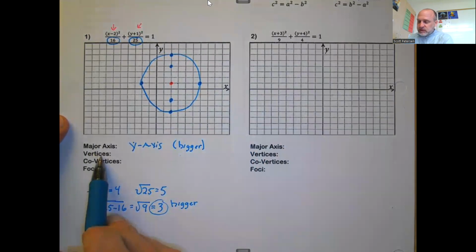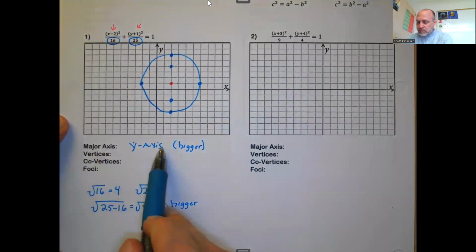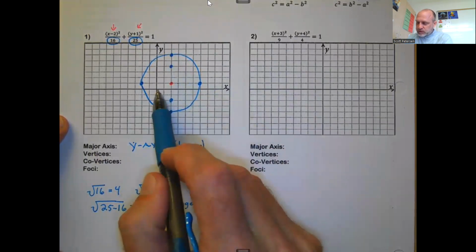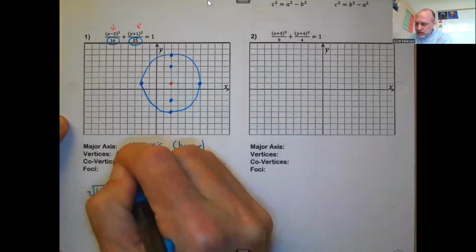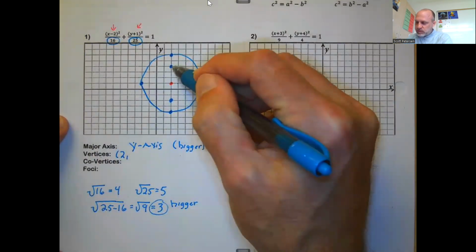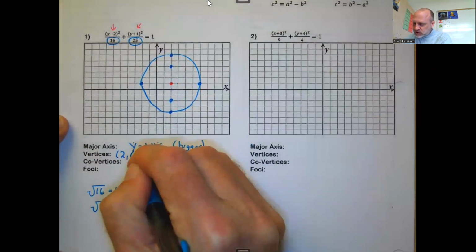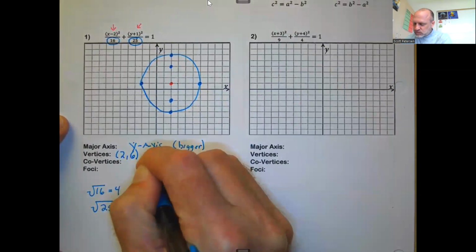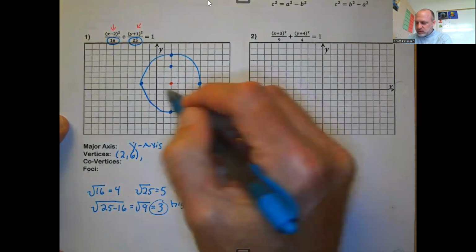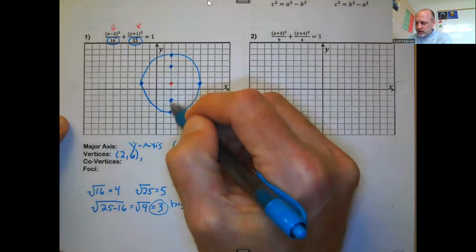Vertices. Vertices are always on the major axis. So if I look at this point right here, I'm to the right 2. So I got 2 comma up 1, 2, 3, 4, 5, 6. So 2, 6 is one of my vertices. My other vertex is a lower point, so that's going to be 2, -4.